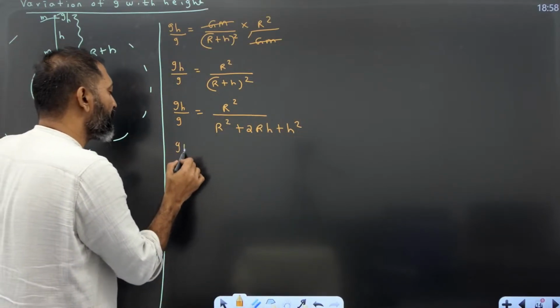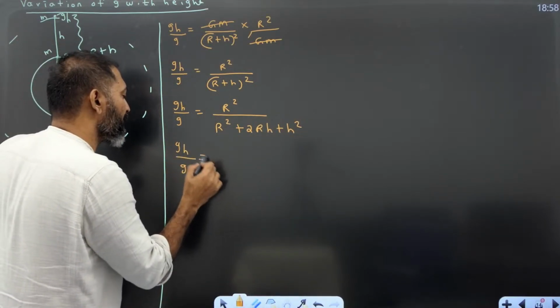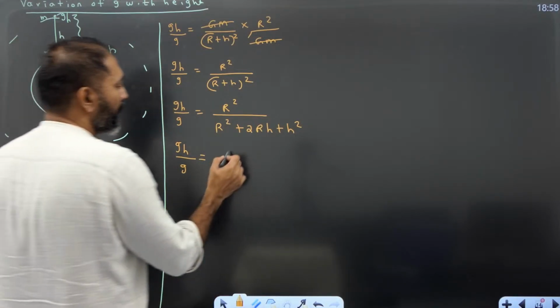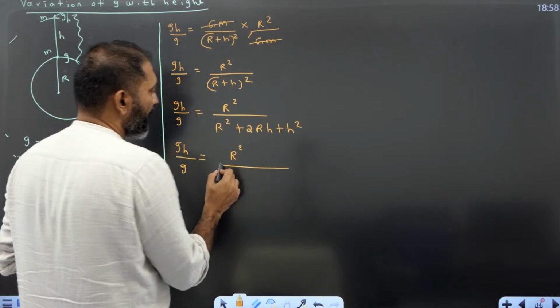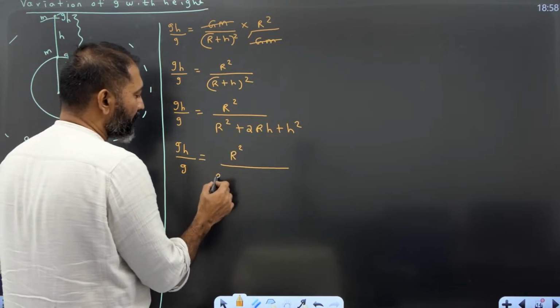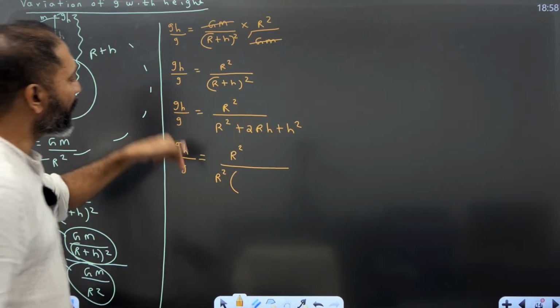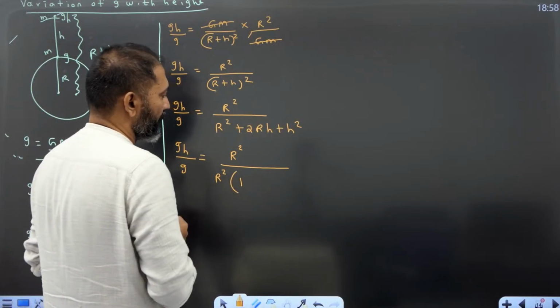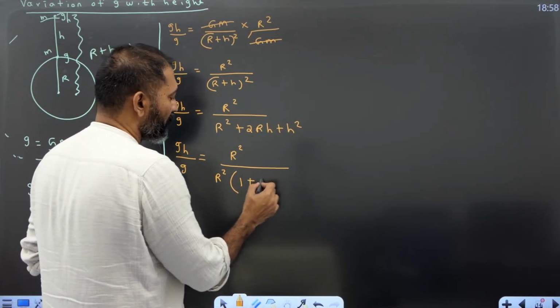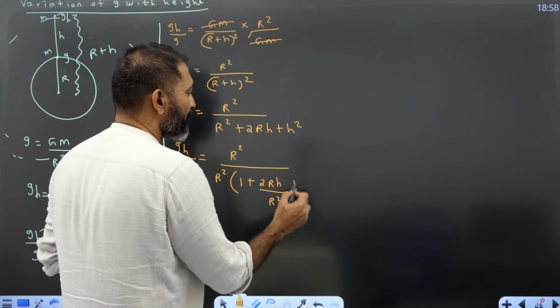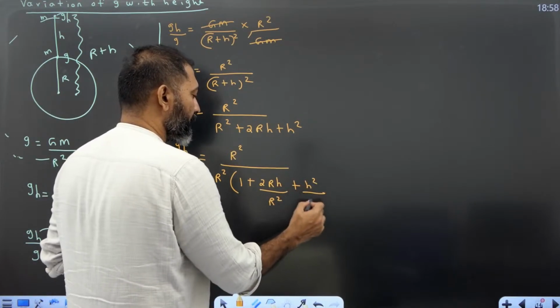Next step will be confusing for some of the students. See gh by g. Numerator is R square only. From the denominator, I am taking R square common. So instead of R square, what we have? 1 plus 2Rh by R square plus h square by R square.